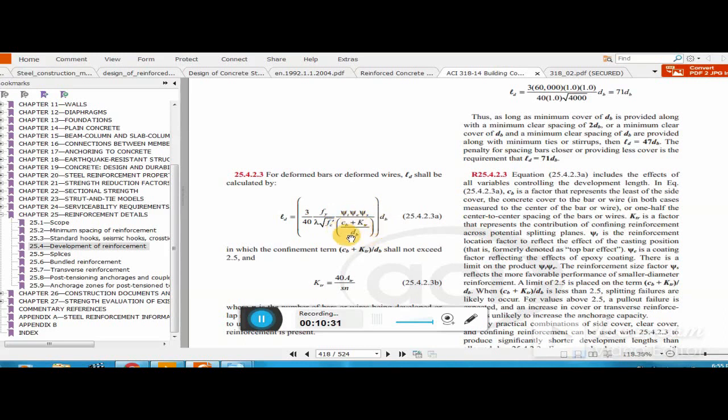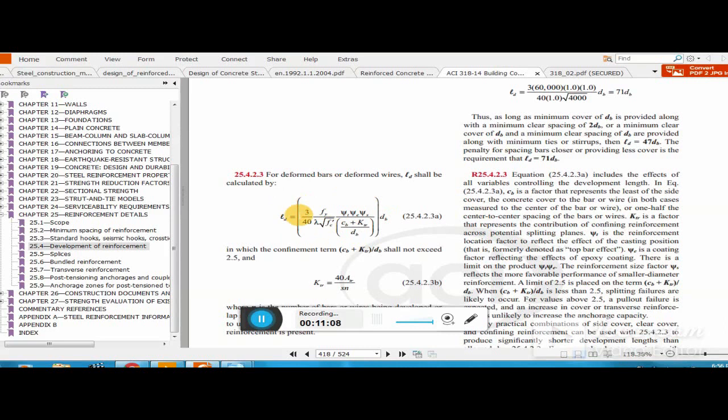And that is the confinement factor. It also matters: if you decrease the spacing of your stirrups, there is an inverse proportion, so that will decrease your development length. If you increase something, it will decrease the other, so that is inverse proportion. And you see f'c, if you increase it, there is also an inverse proportion. So these are the basics.